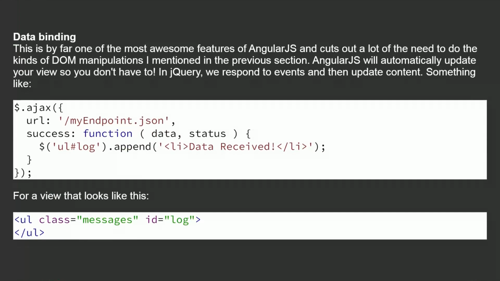Data binding. This is by far one of the most awesome features of AngularJS and cuts out a lot of the need to do the kinds of DOM manipulations I mentioned in the previous section. AngularJS will automatically update your view so you don't have to. In jQuery, we respond to events and then update content. Something like this, for a view that looks like this.